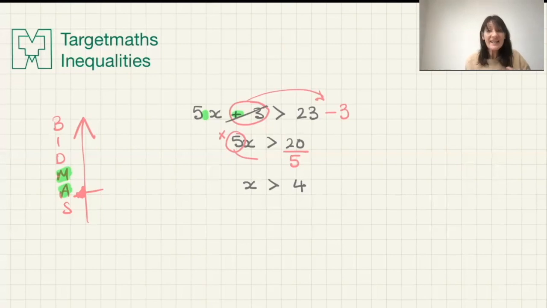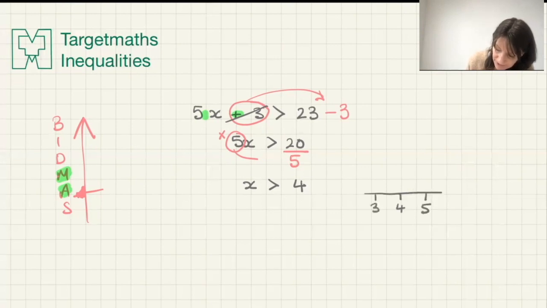X can be any number as long as it's greater than 4. Okay, now I can represent this solution on a number line. So if I was to just draw a number line, there's the number 4. 3 would come in front of it, 5 would come after it. The way that I would represent this is I would draw a circle above the 4.